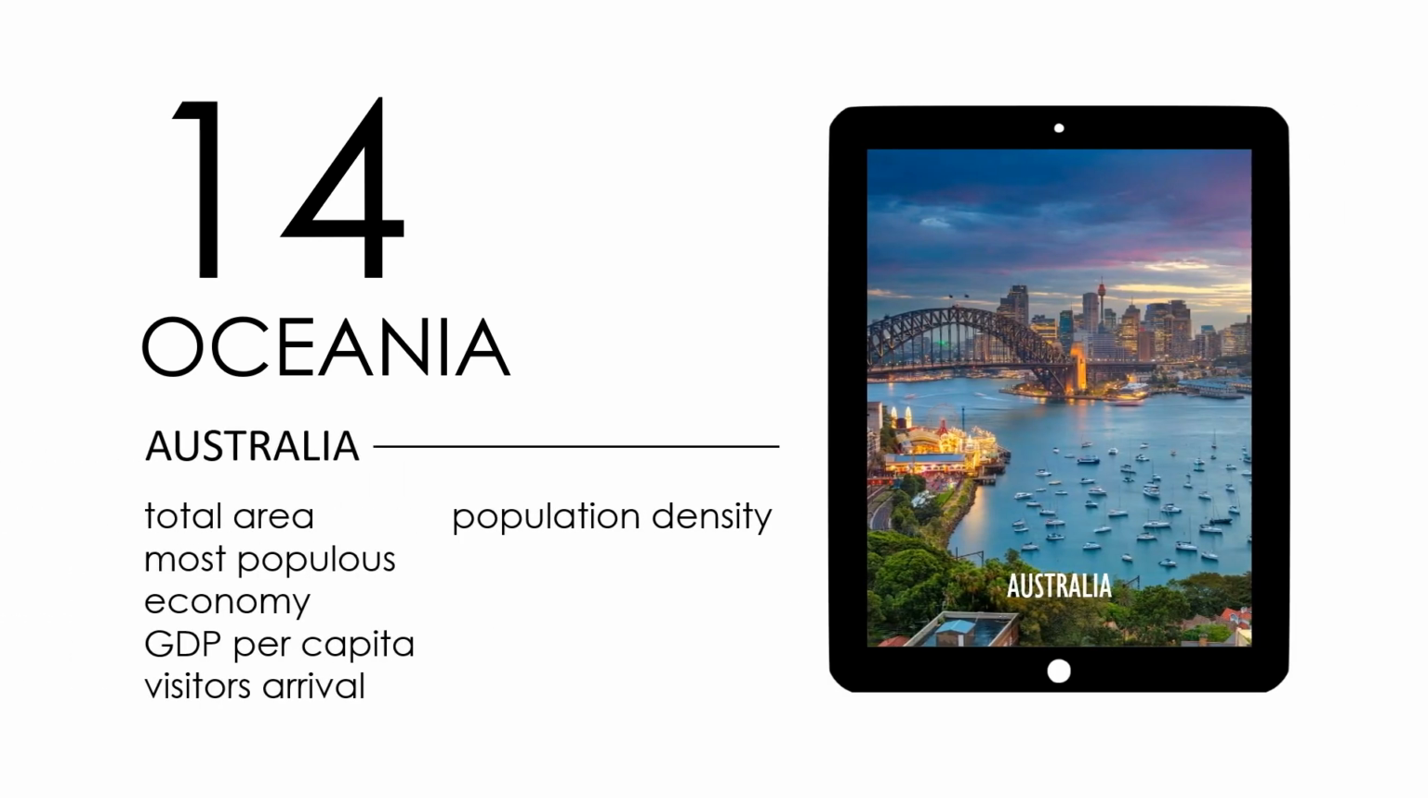Australia is the most dominant country in this region. It is the largest country in total area, a country with the largest population, largest economy, highest GDP per capita, and the most visited destination in the region. In terms of population density, it is the least, with about 3.3 people per square kilometer.